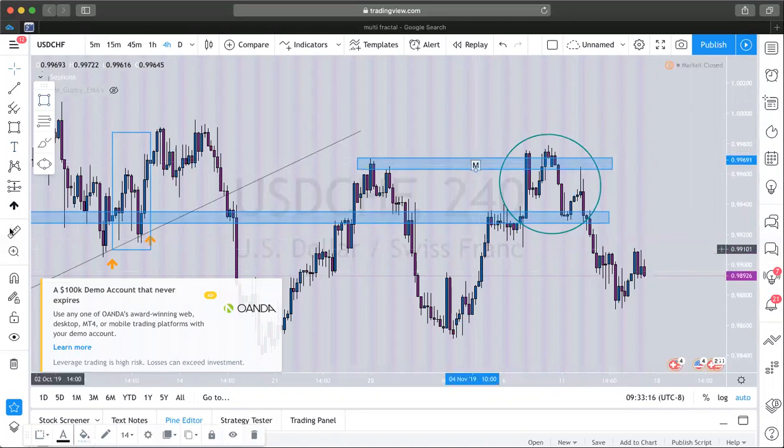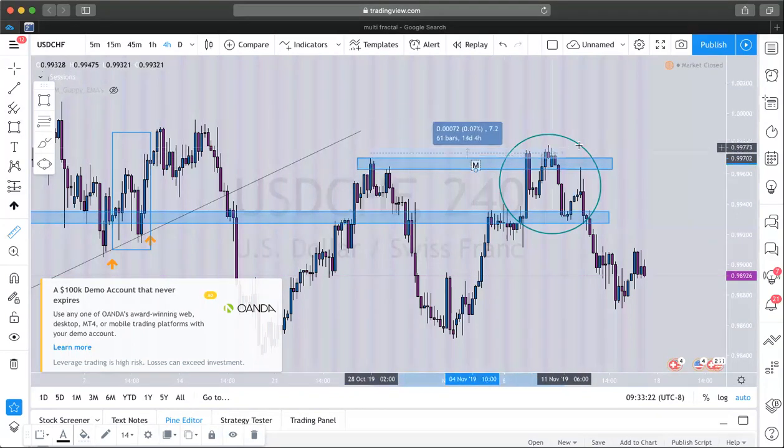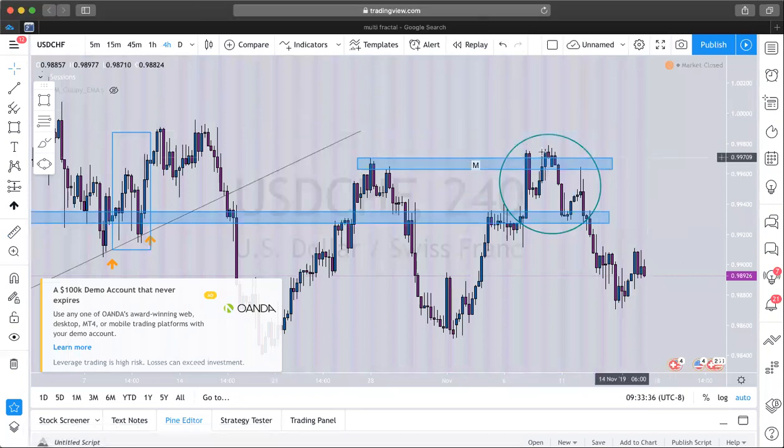Now, let's see. How much did price go past this wick? 10 pips. Maybe the spread, make it 20. 20 pip stop loss above that, you make it. Price came back, cleared the board. Okay. Price dropped.